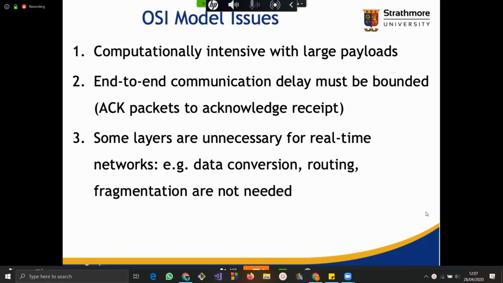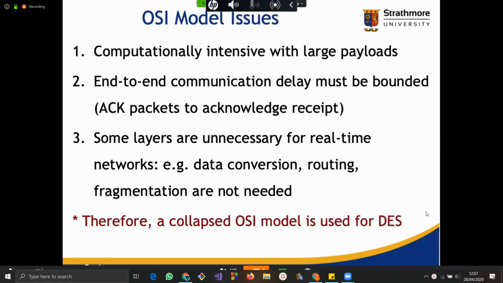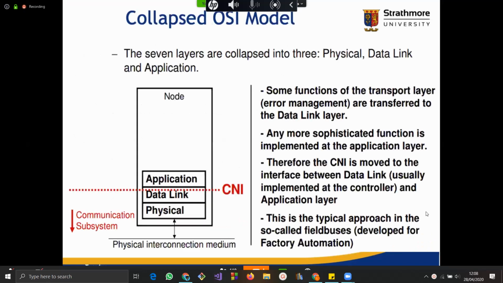So we need to redesign it, or collapse it, for the case of a distributed embedded system. If we collapse it, we'll have only 3 layers: the application layer, data link, and the physical. The physical is where the communication connects the node to the bus. Then we have the data link. This is where we'll now put some intelligence, what Julie was asking.